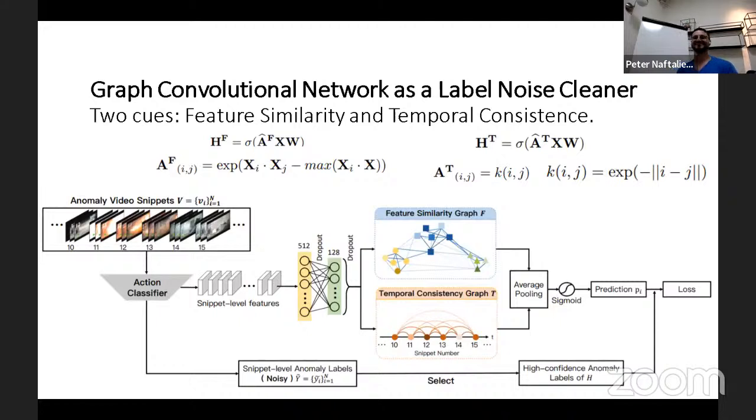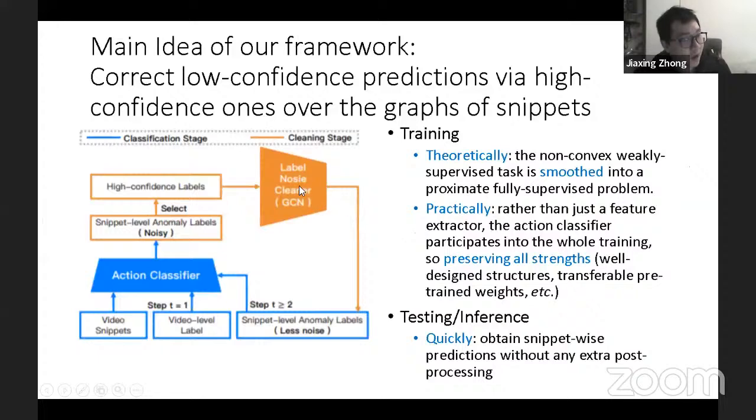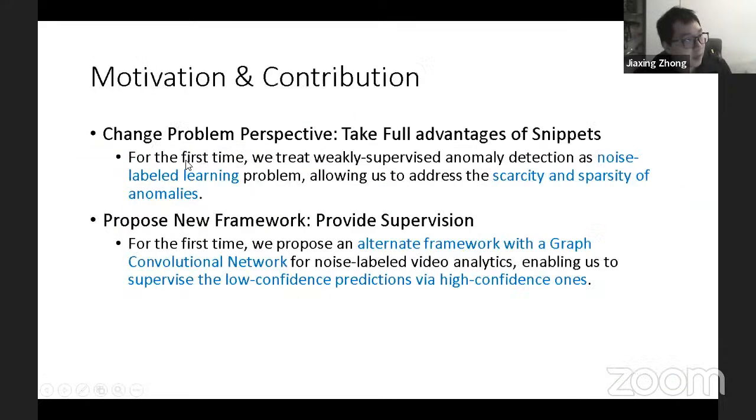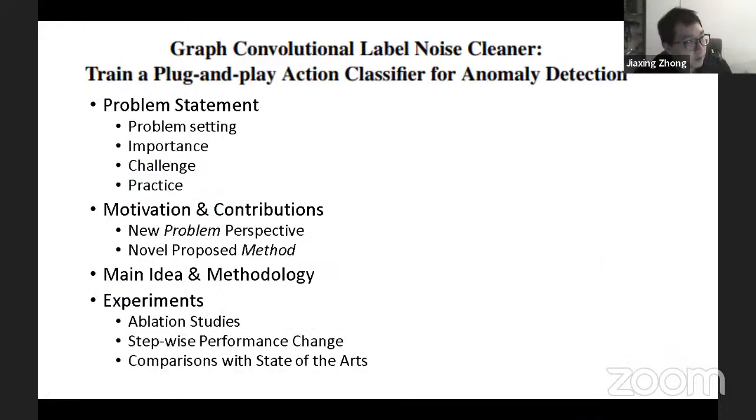If any of the audience have interest, please refer to my paper, the so-called graph convolutional label noise cleaner. And that's all of our two talks.